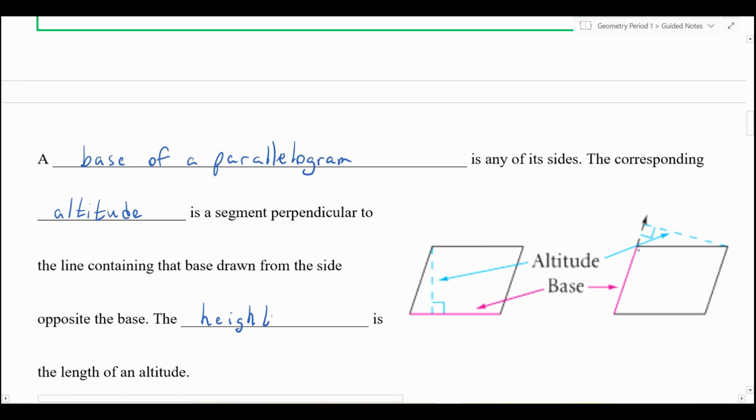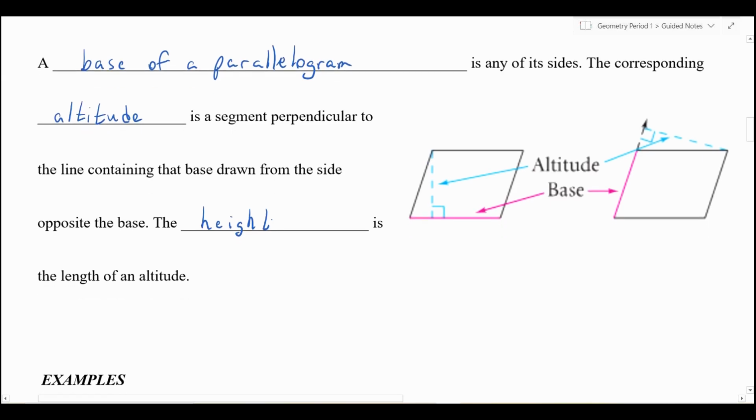In that case, I have to extend my base outside the parallelogram and then connect it from the opposite vertex right here to the base at a 90-degree angle. This now becomes the altitude that I need, and I can go ahead and calculate the area of the parallelogram that way. So it all depends what you use for your base as reference. So let's take a look at some examples.